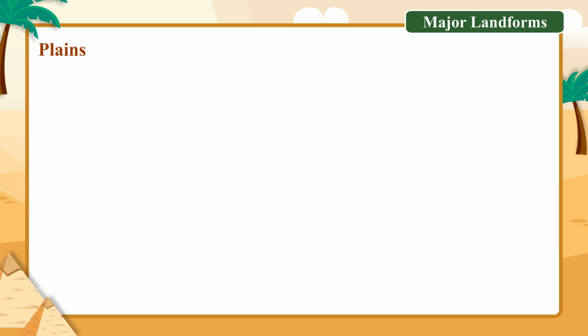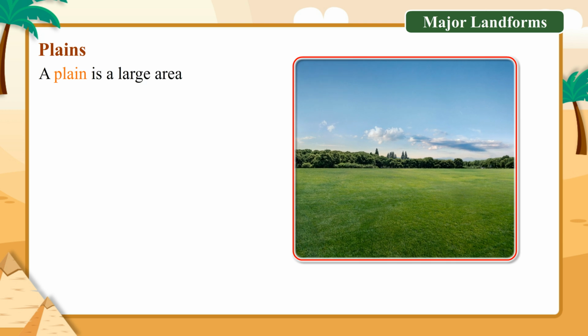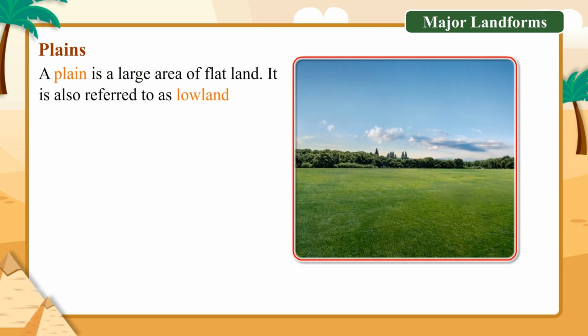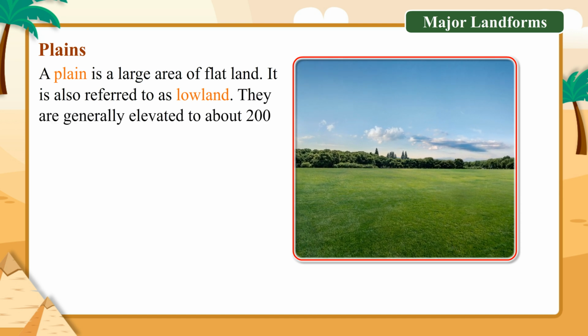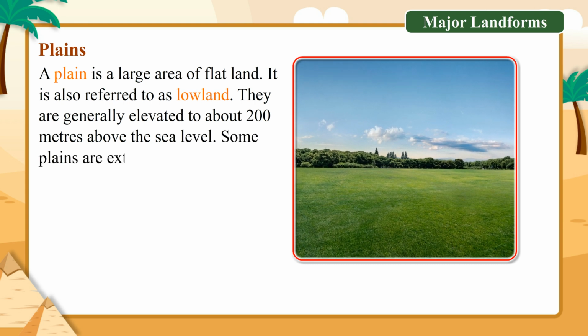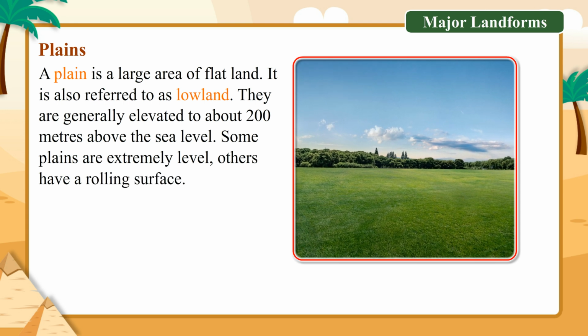Plains. A plain is a large area of flat land. It is also referred to as lowland. They are generally elevated to about 200 meters above the sea level. Some plains are extremely level. Others have a rolling surface. The slope of plains is usually gentle.